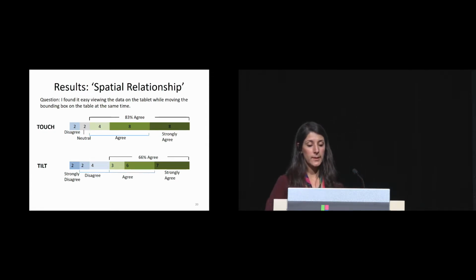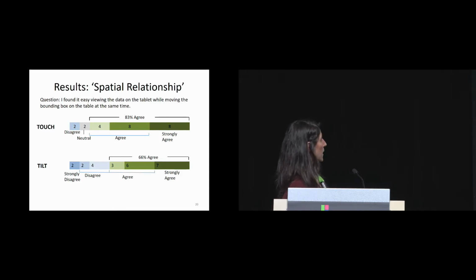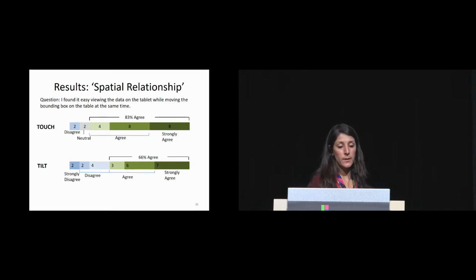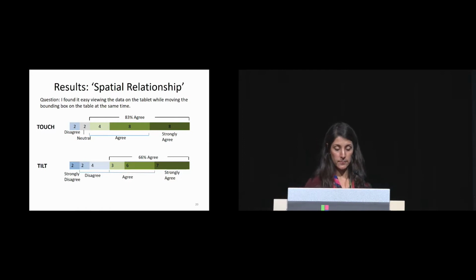We dug down deeper in the data by examining how well people understood the relationship between the information that was shown on the tabletop with the information that was displayed on their tablets. In touch, 83% of people agreed with the statement that I found it easy viewing the data on the tablet while moving the bounding box on the table at the same time. In tilt, only 66% of our participants agreed with this statement, and this difference was statistically significant.